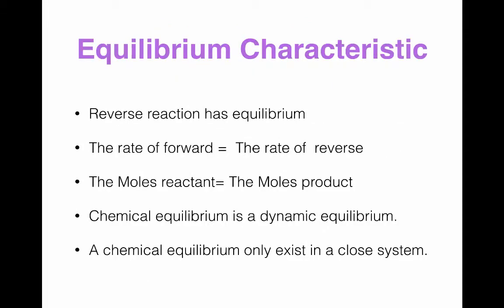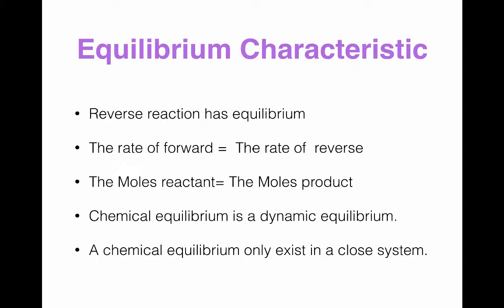Characteristics: a reversible reaction has equilibrium. The forward reaction proceeds at the same rate as the reverse reaction. The moles of reactant are equal to the moles of product. Chemical equilibrium is a dynamic equilibrium. Although the number of moles does not change, the substances are still reacting and being produced. When the environment is changed, chemical equilibrium will change as well.